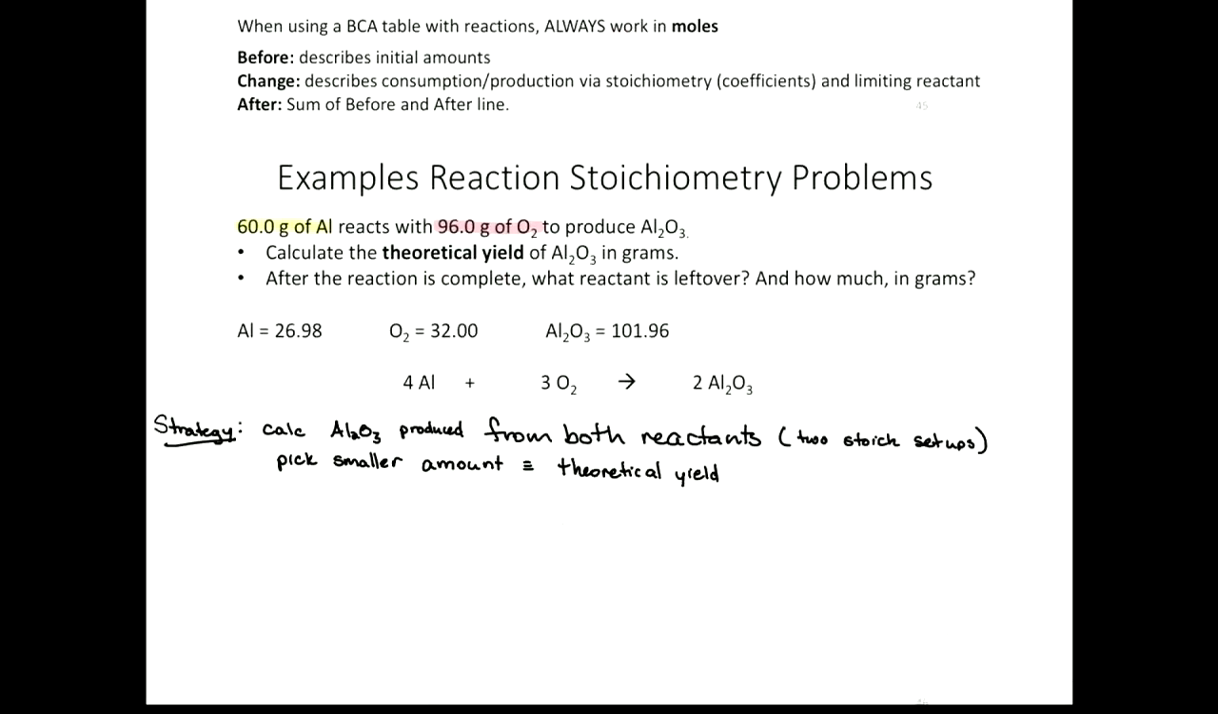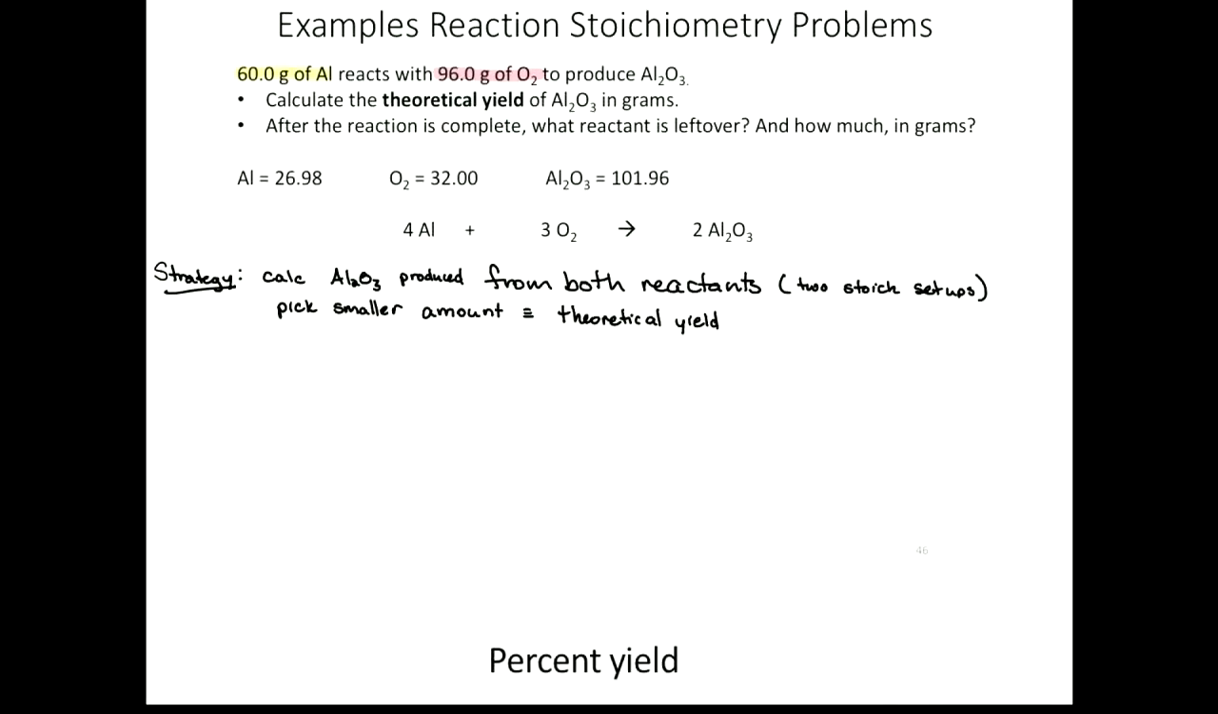All right, so let's throw away sandwiches. Okay, now we're actually going to do real stoichiometry with a chemical reaction. So here I'm telling you 60 grams of aluminum are reacting with 96 grams of oxygen to produce aluminum oxide. We want to calculate the theoretical yield of aluminum oxide in grams. So we want to figure out how much product we make. And so remember, the theoretical yield is dictated by the limiting reactant.